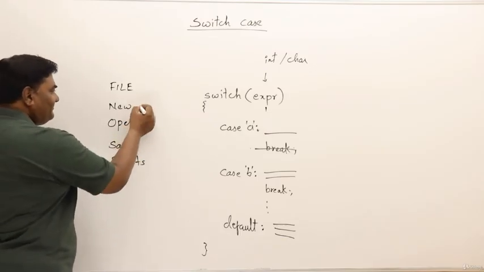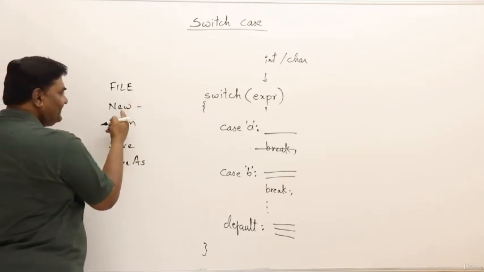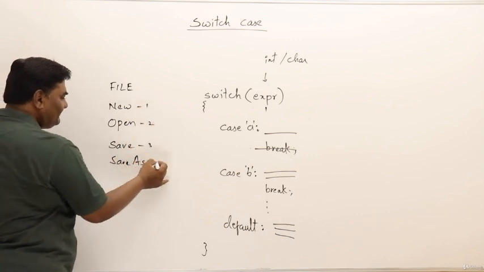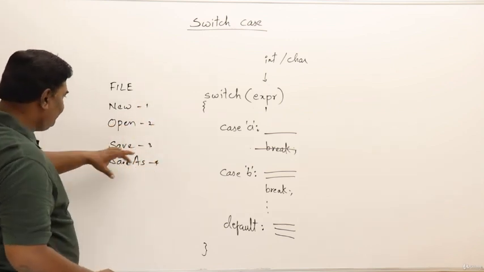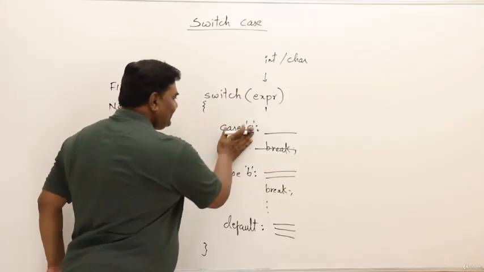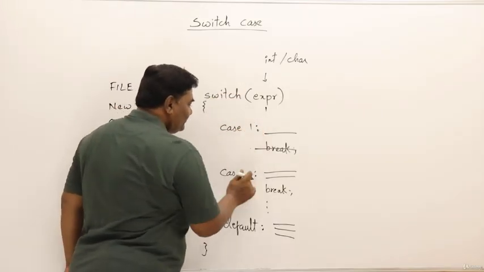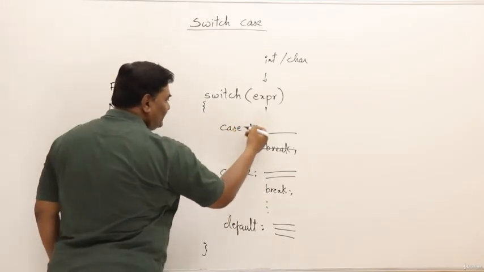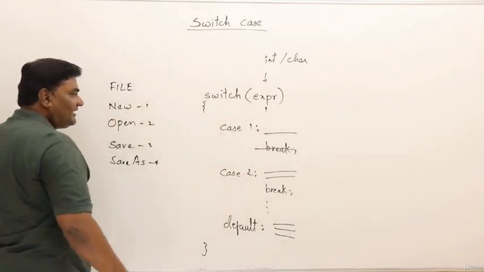Now for each I can mention some code behind this one. If this is clicked, let us say it is 1. If this is clicked, let us say it is 2, then 3, then 4. So depending on the value that is clicked, we can execute that particular case. If the case is 1 or case is 2, we cannot give strings here. You cannot write new in quotes here. So you have to use numbers or alphabets.